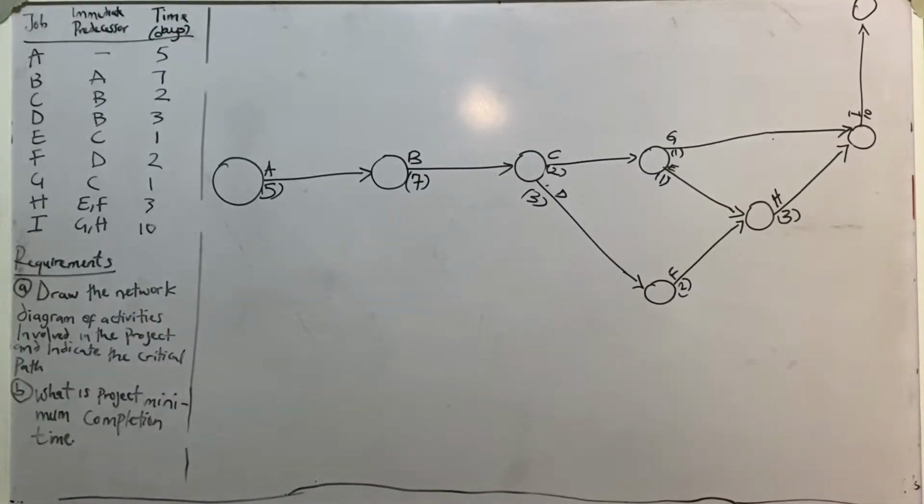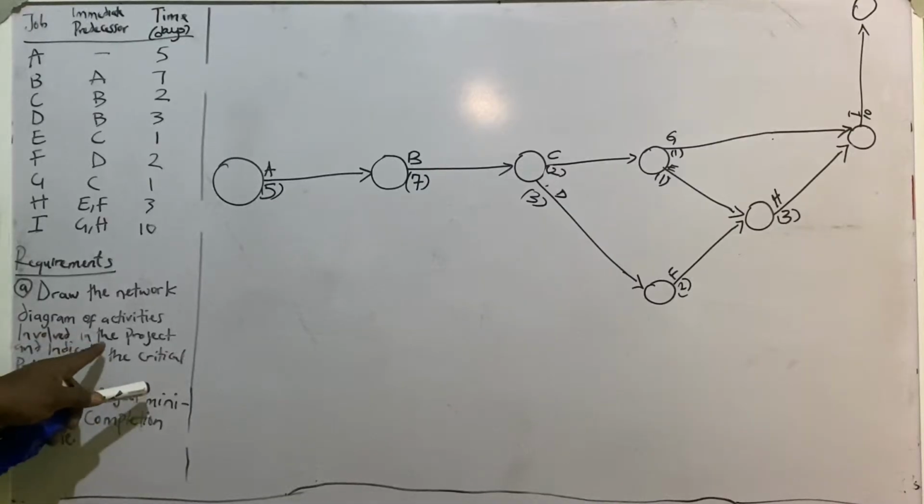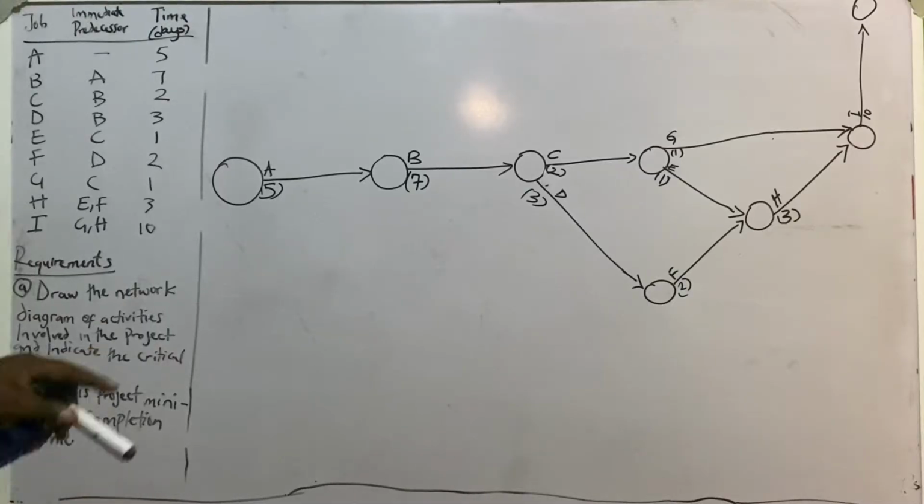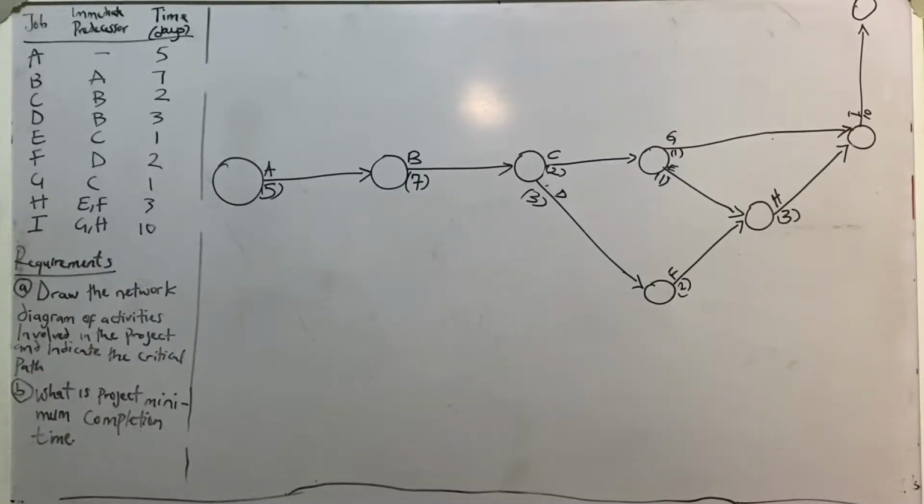So the next thing will be to look at the second question, which is the diagram activity involved in project and indicate the critical path. What is the project minimum completion time? So we are going to answer this, and in answering this, we'll answer this too. We'll indicate the critical path. So what happens there is very simple. First, this is the network diagram.